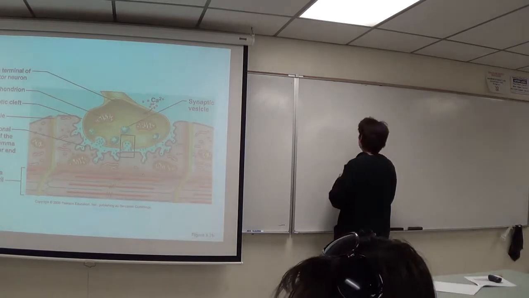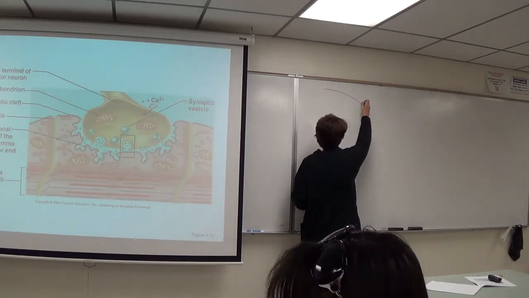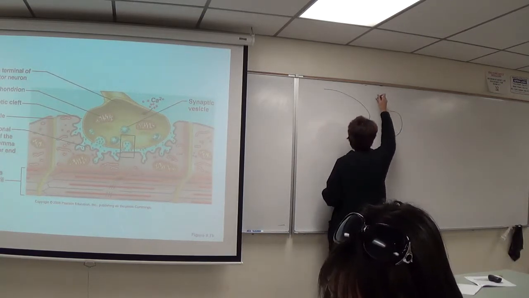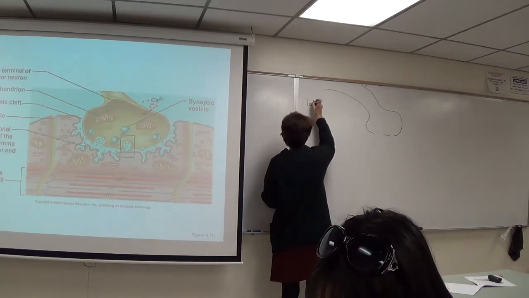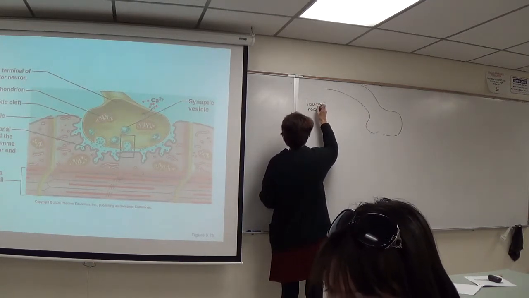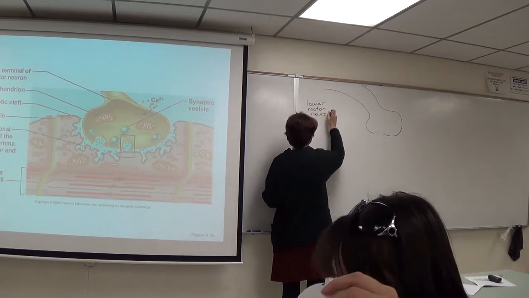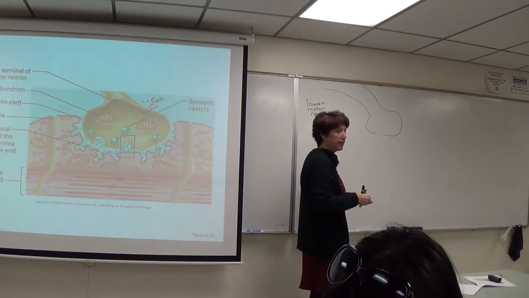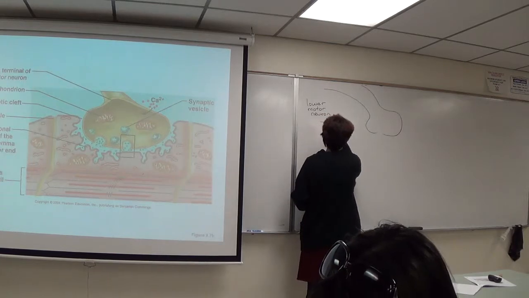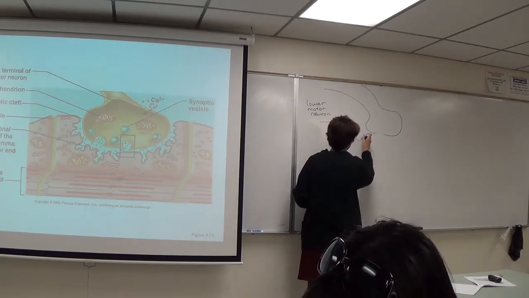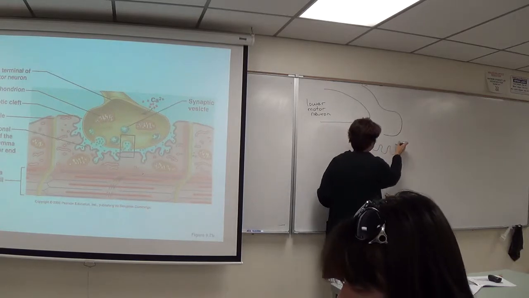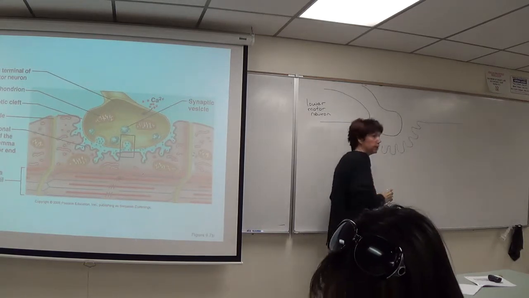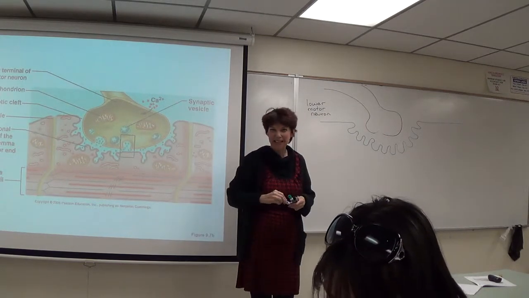So here is our lower motor neuron with its axon, synaptic bulb. So this is a lower motor neuron. And it's going to form a relationship with the muscle cell. So here's the sarcolemma. And at the site where it interacts with the synaptic bulb, it is thrown into multiple folds which function to increase surface area.